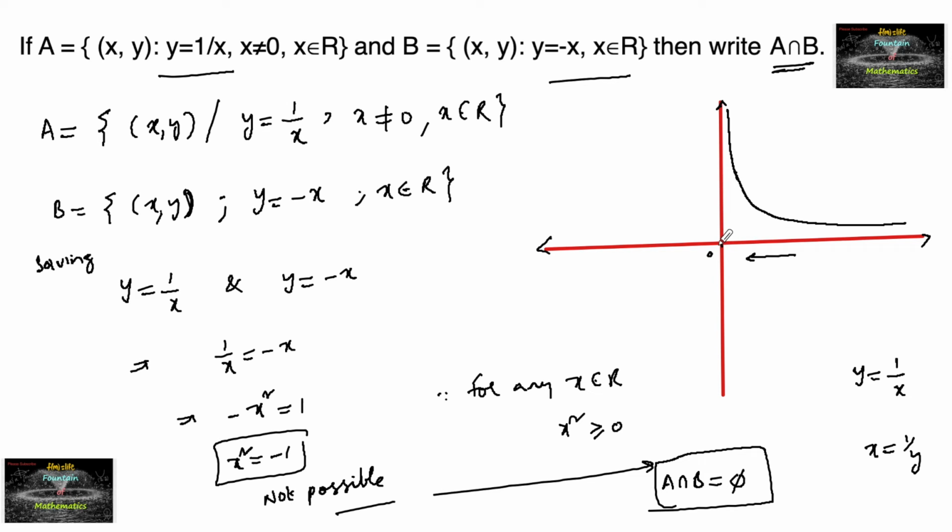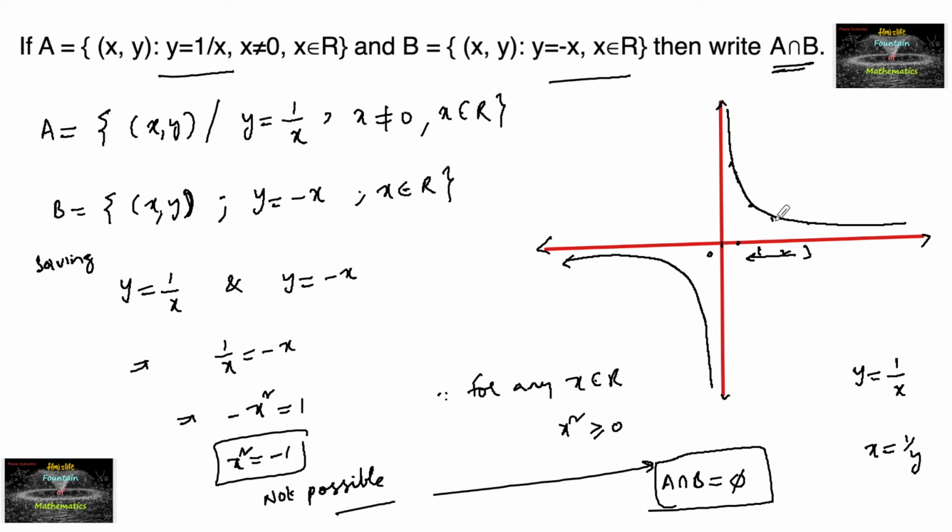For x is equal to 0 it is not defined, and for x is equal to 1 we get 1, and for x is equal to 2 it is 1 upon 2, for x is equal to 3, 1 upon 3, and so on, which means it's decreasing. And again when x is equal to 0.5 it is 2, when x is equal to 0.1 it is 10, it's increasing here. And similarly from the negative side also you can consider. So this is how the graph comes.